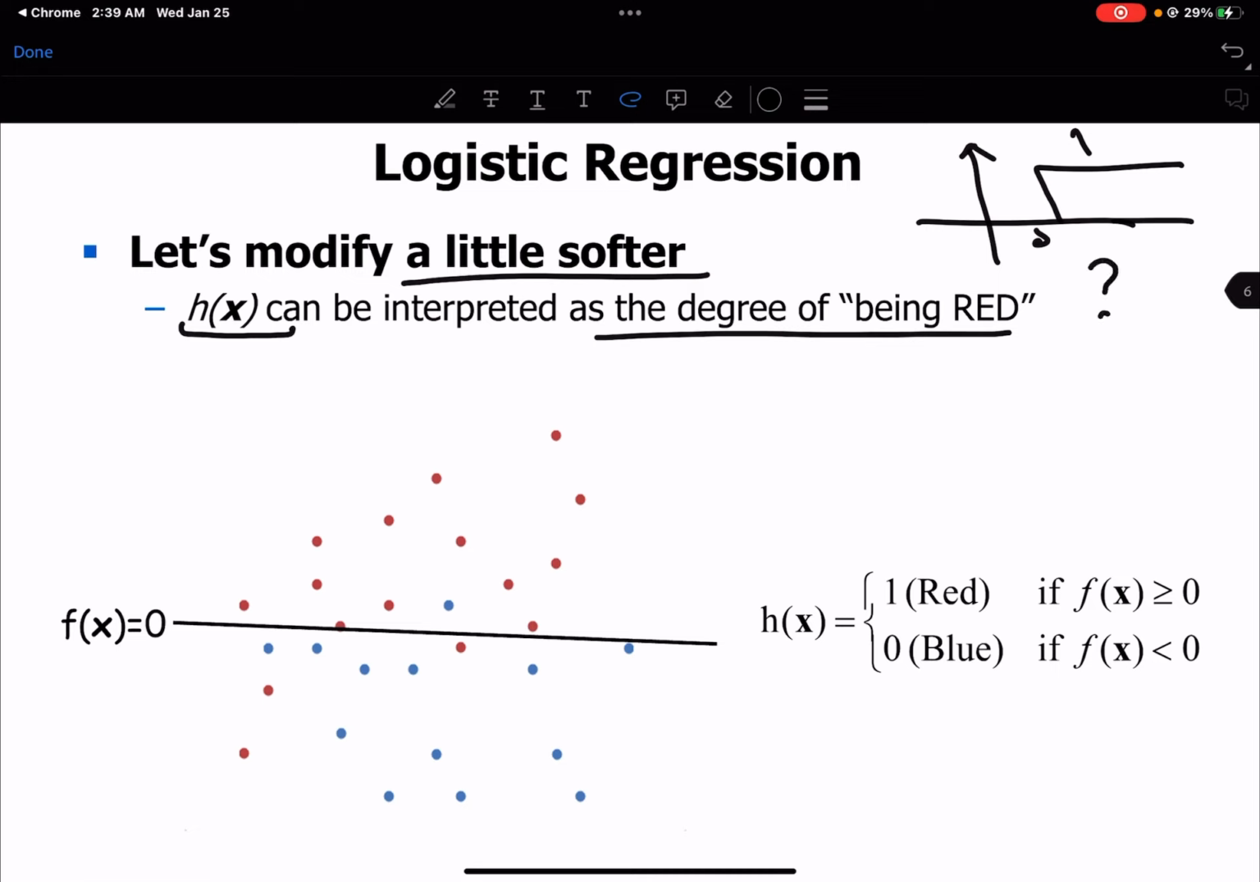There is a clear boundary between yes and no in the case of a hard classifier. But we want to make it a little softer so that our results are better. And there is one more reason that I will explain to you in a while. So we try to make it a little bit softer. H of x is 1, can be interpreted as a degree of being red, if f of x is greater than or equal to 0. And it is 0 if f of x is less than 0.